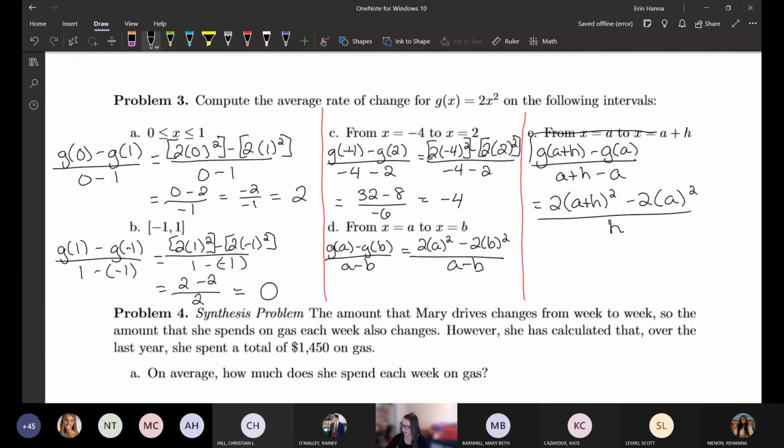This kind of format is going to pop up again in another definition in a couple sections. Any questions on how I calculated any of those? I'll talk about that at the end of class. So yeah, I will let you know.